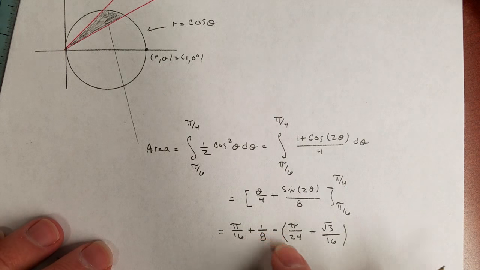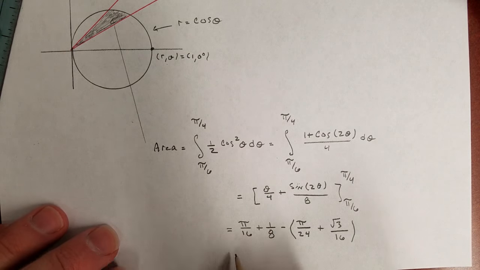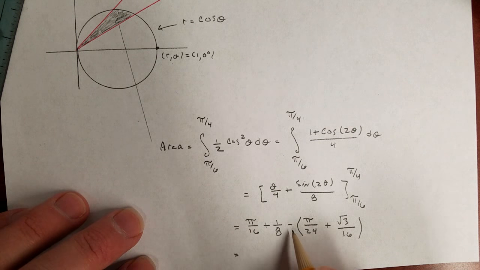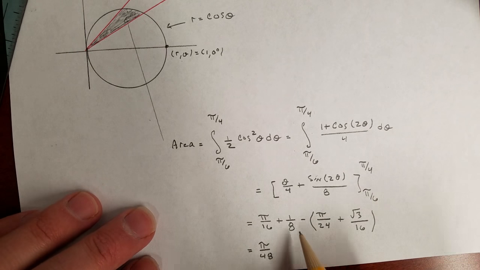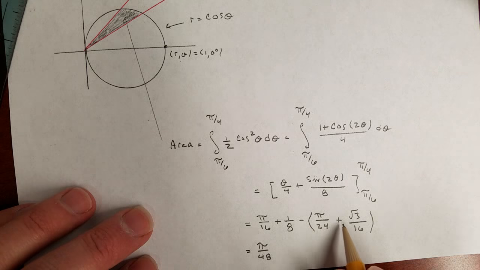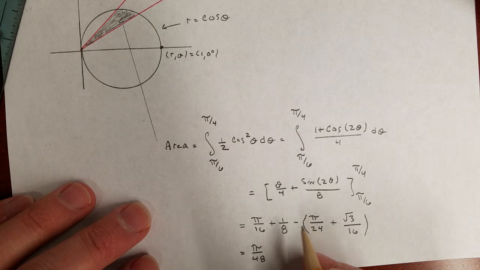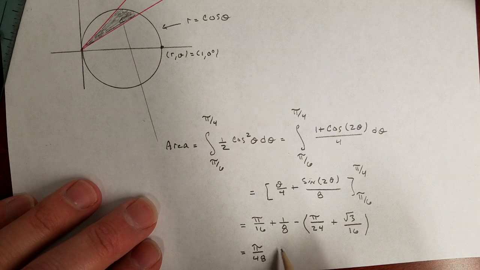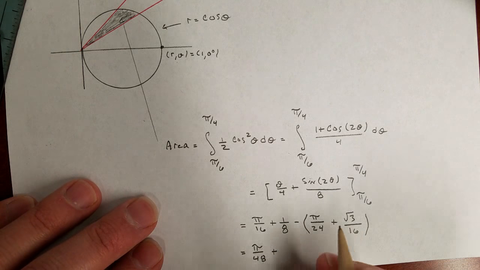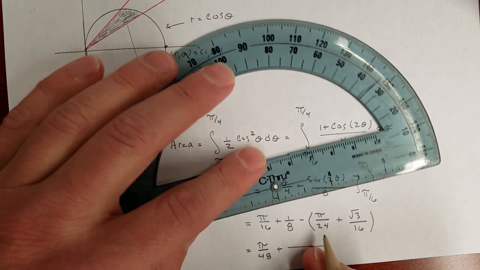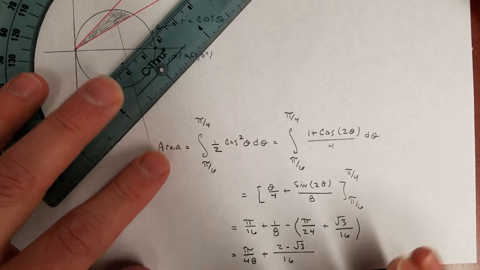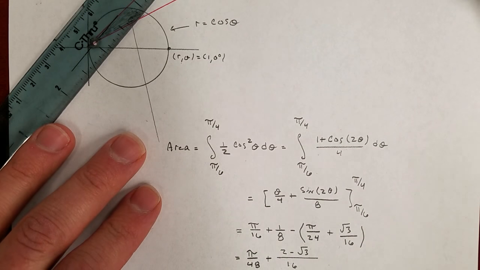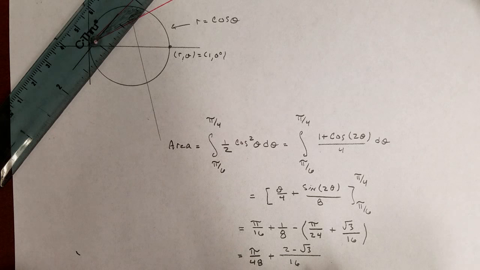Let's add those together. We'll put it over 48, okay? So 3 pi over 48 minus 2 pi over 48. So I'll get pi over 48. And then 1 over 8 minus root 3 over 16. Well, those aren't really like terms. I can't combine a 1 and a root 3. But I could do something like this. If I got both of those over 16, a 2 over 16 minus root 3 over 16. So let's say 2 minus root 3 over 16. That's kind of an ugly answer, but that does sometimes happen in math. Alright. Pi over 48 plus 2 minus root 3 over 16.